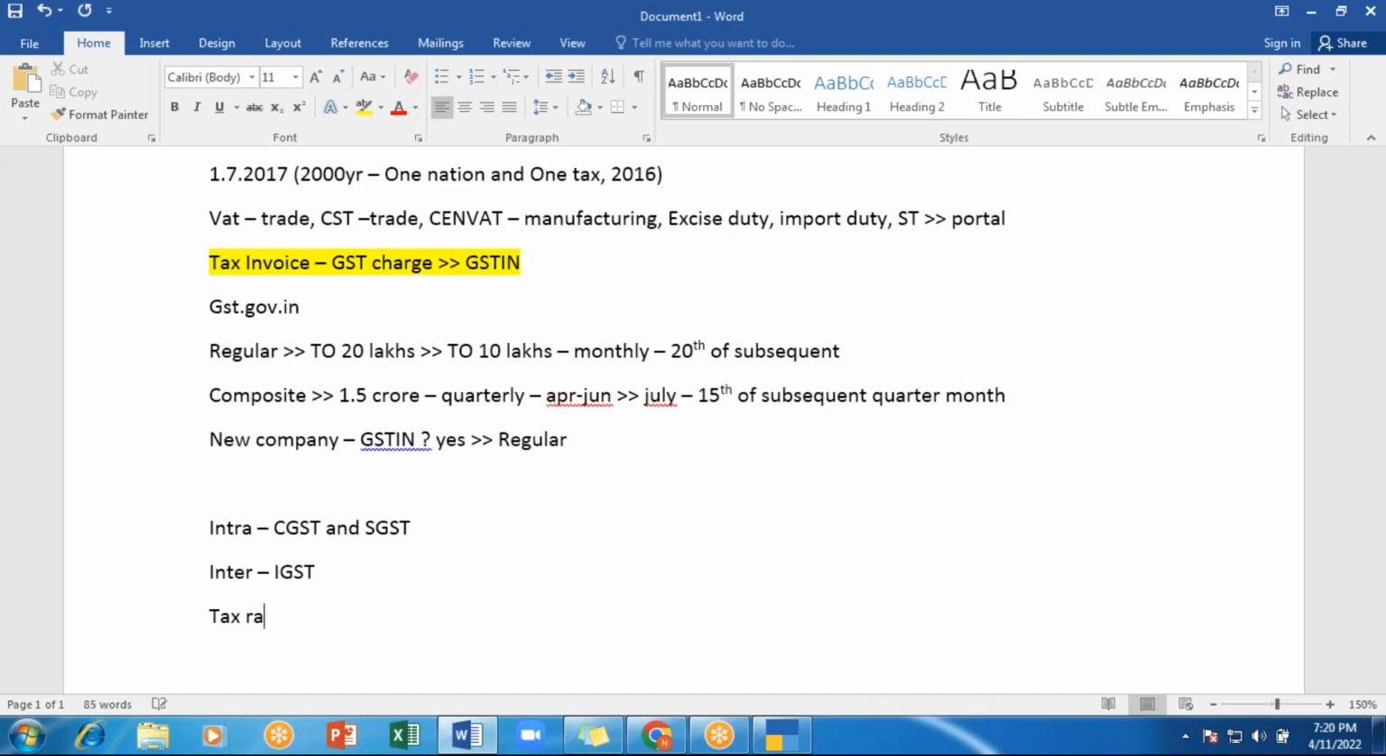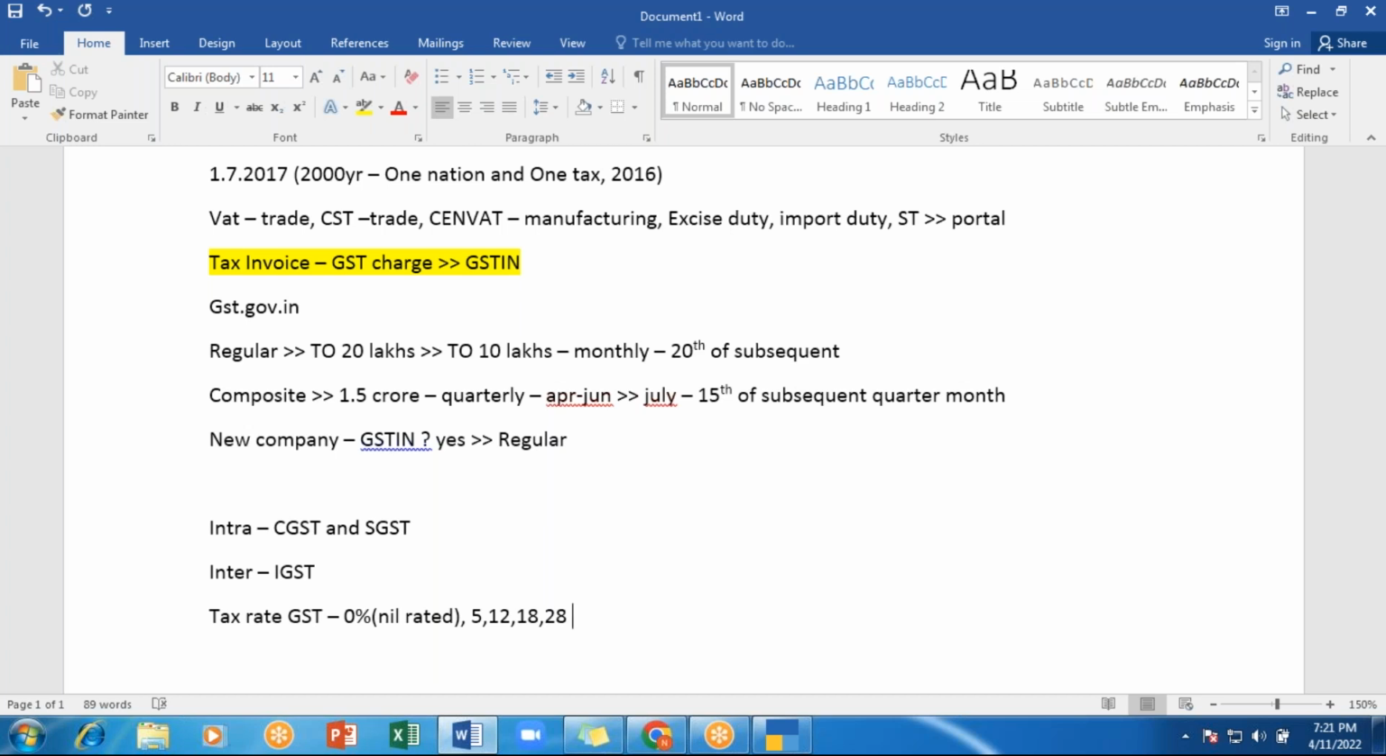What are the tax rates that we have under GST? Tax rate for GST: we have 0%. This 0% is also called nil rated. Then we have 5%, 12%, 18%, and 24%. Sorry, 28%. These are the tax rates we have under GST.